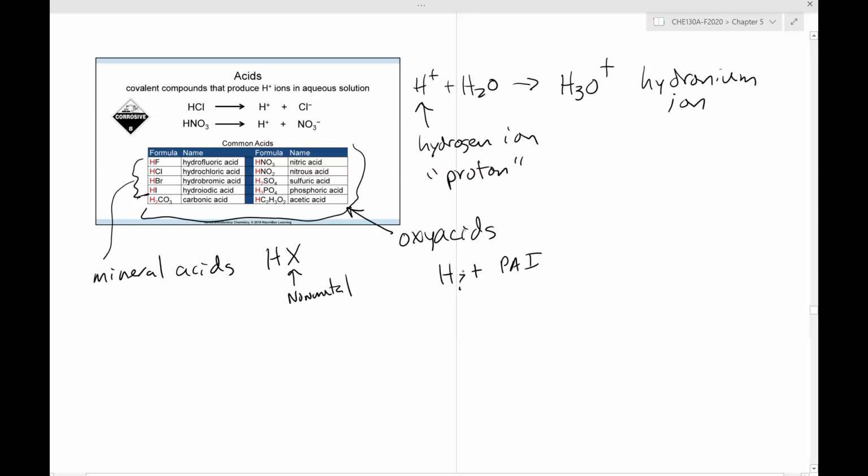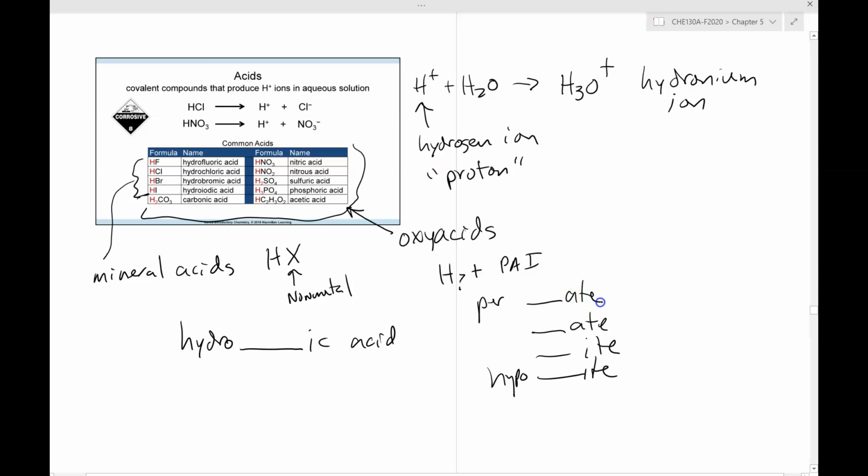Okay, and those acids are named differently. If we're talking about a mineral acid, we say hydro, root of the nonmetal name, ic acid. The oxyacids have a naming system where, you remember we talked about the polyatomic ions and we had the ate and the ite and the hypo-ite and the per-ate system. Those you change ate to ic acid.